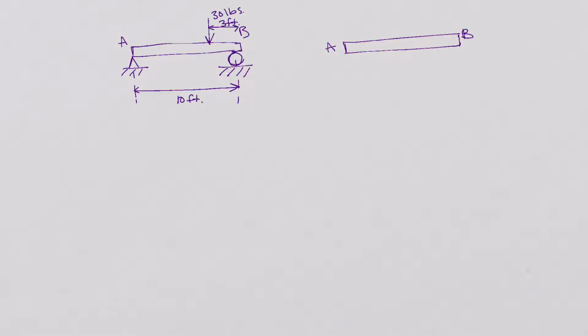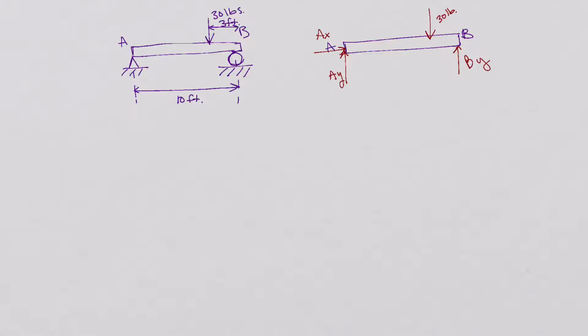So at A, we're going to have AX and AY. Then we have that 30-pound force on the top. And then for the roller, we just have it just perpendicular to the surface. And we'll just call that BY. So we replaced all the forces, we just removed that bar, replaced all the forces that we need to.